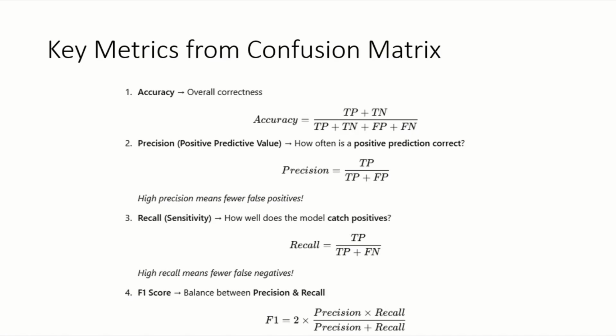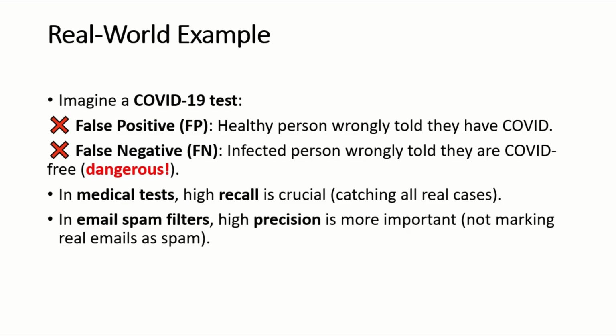Some key metrics from the confusion matrix is the accuracy, which is the overall correctness, and those are the calculations for each. Precision, how often is a positive prediction correct? A high precision means fewer false positives. Recall or sensitivity is how well does the model catch positives. A high recall means fewer false negatives. And the F1 score is the balance between the precision and the recall.